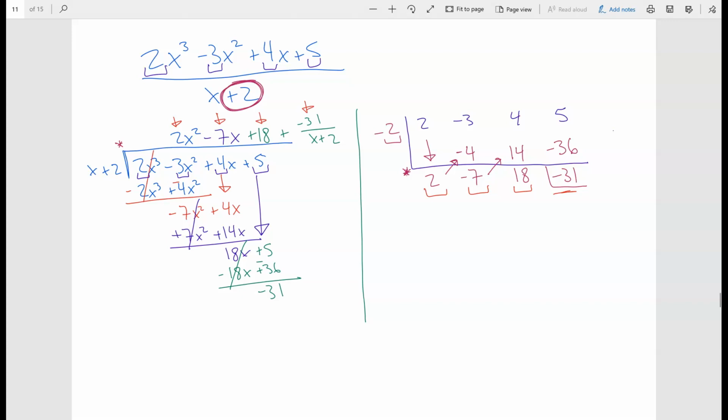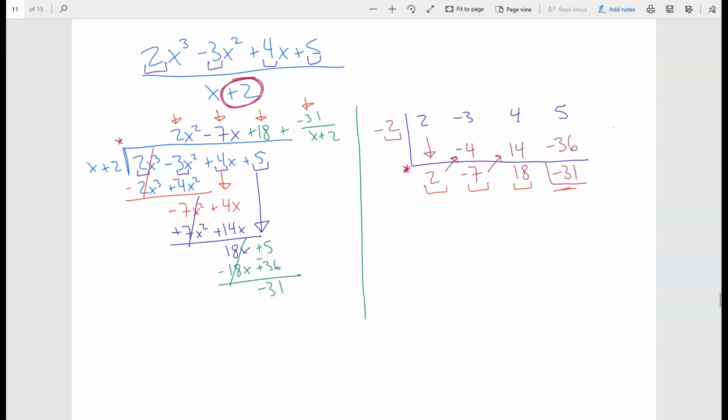Okay? And notice that we did that in a less messier way. And actually what you're doing here is it's a little trick. Basically what you're doing is you're filling in all these spaces with all these numbers. So it's just a quick and easy way to do it.